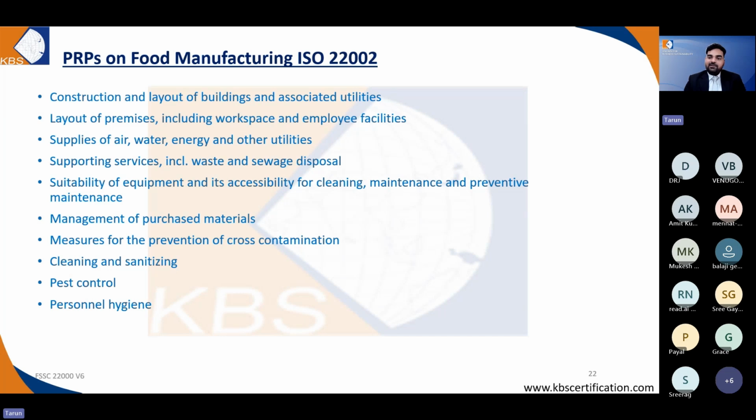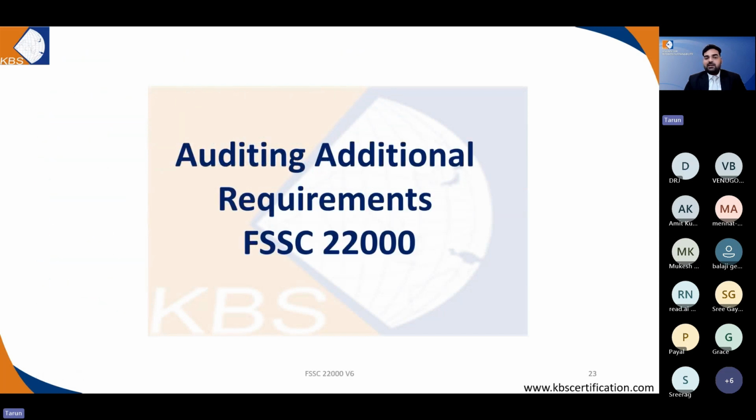Or the title will be applicable, but how you will implement that will be a different thing. Okay. So this is how the PRPs are required. This is the additional requirement of FSSC 22000.